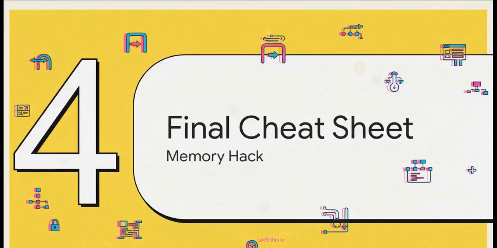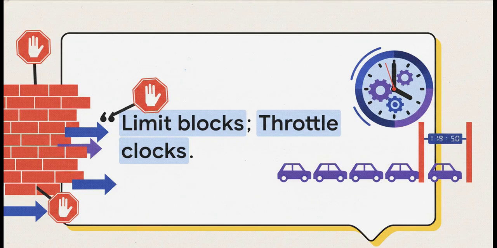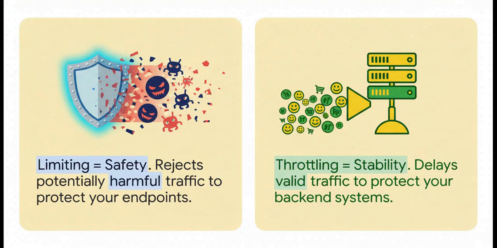All right, so how do we make sure this sticks in your brain forever? Let's finish up with the ultimate cheat sheet. Look, if you forget everything else we talked about, just remember this one little phrase. Limit blocks, throttle clocks. It's perfect, right? Limit blocks, it stops traffic cold. Throttle clocks, it makes traffic wait, watching the clock tick by in a queue. That's all you need.